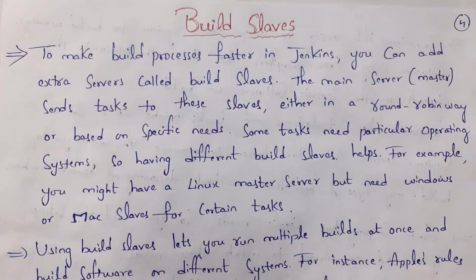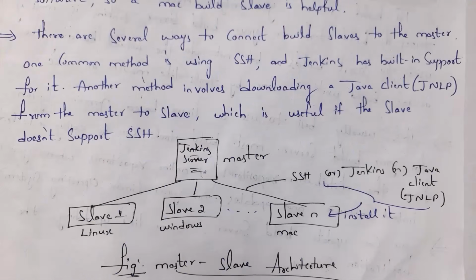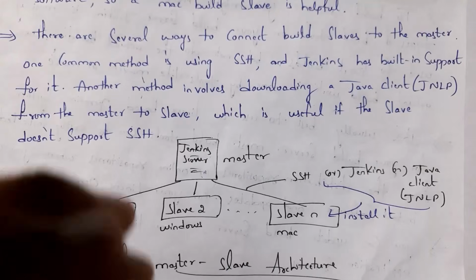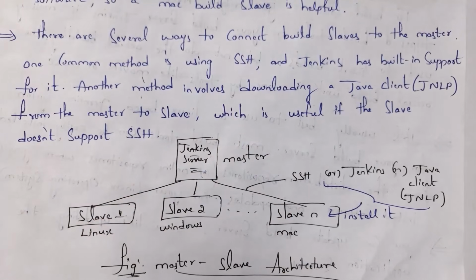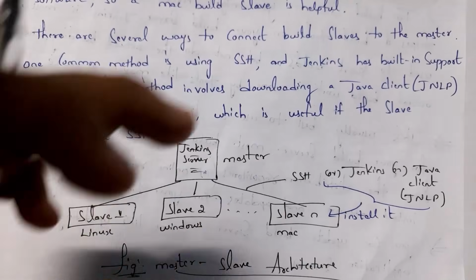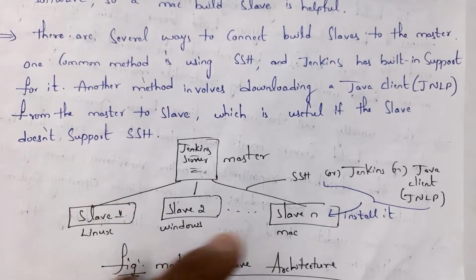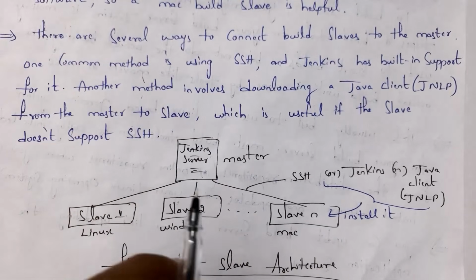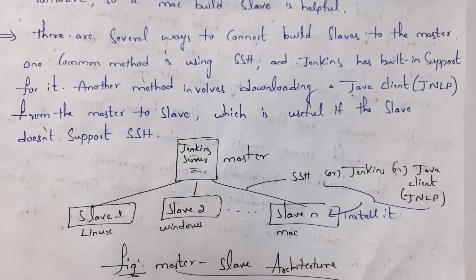Next topic is build slaves. Jenkins is one of the popular build servers. Jenkins will build code, and in order to complete the build process very fast, we can connect the Jenkins server with other servers. We call these servers build slaves. Different slaves contain different operating systems. So based on needs, the Jenkins server will send tasks to any of these servers.